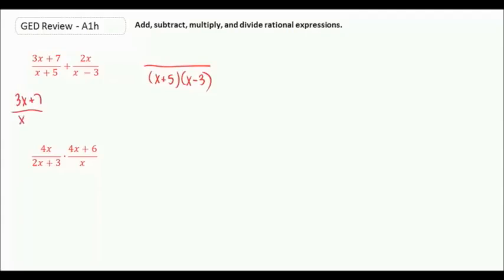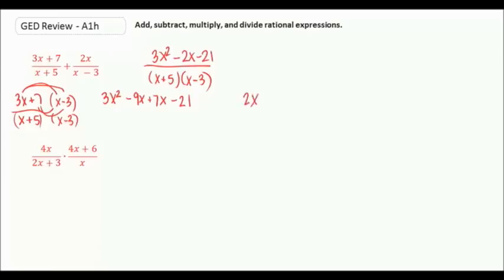So that means, in this case, for our first term, if we had x plus 5, we need to multiply it by x minus 3, which means we multiply our numerator by x minus 3 also. So we FOIL. We get 3x squared minus 9x plus 7x minus 21. Okay, and that would be 3x squared. These two together give you minus 2x and minus 21. So that's our first fraction.